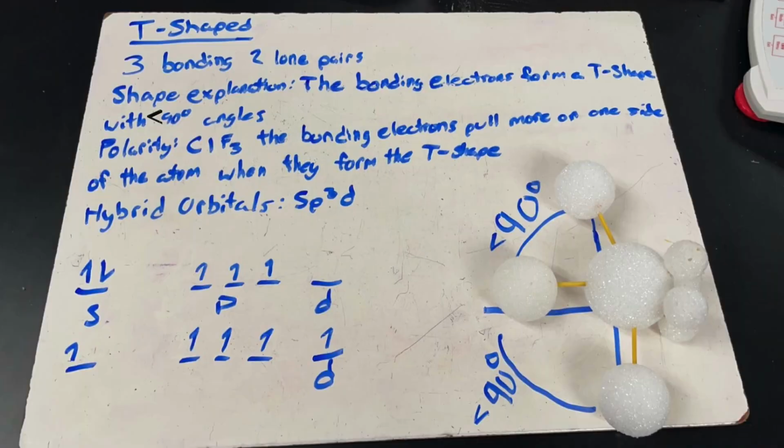For the T-shaped geometry, there are 2 bonding pairs and 2 lone pairs. For the shape, the bonding electrons form a T shape with angles of less than 90 degrees. It is polar because the lone pairs push the bonding pairs to form an angle less than 90. The angles between the bonding pairs and the lone pairs, however, are greater than 90, while the bonding pairs all have angles of less than 90 between them. The hybridization is sp3d.